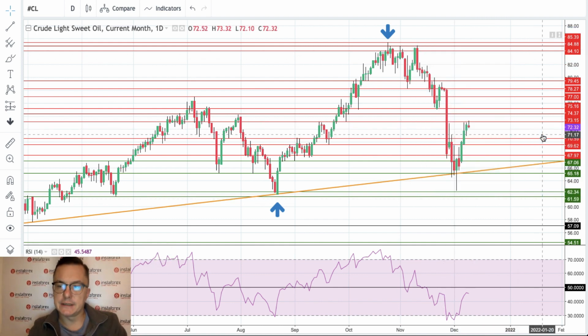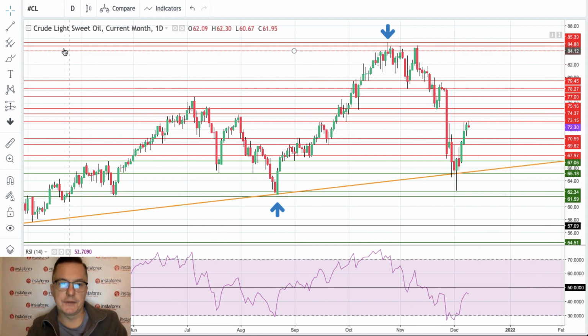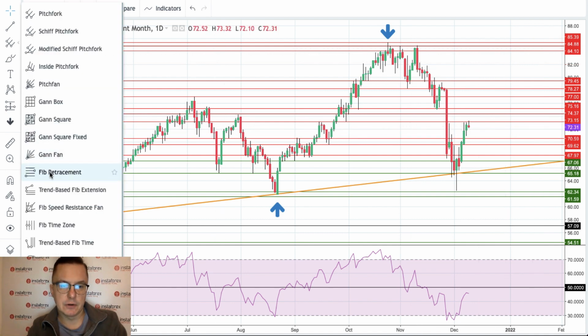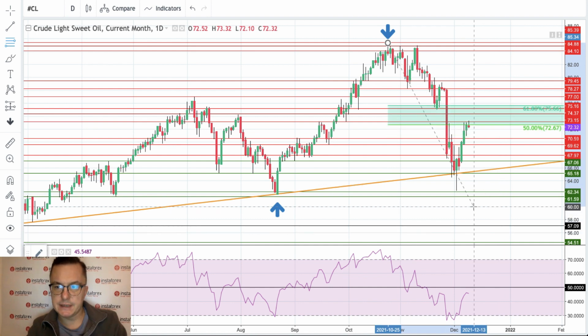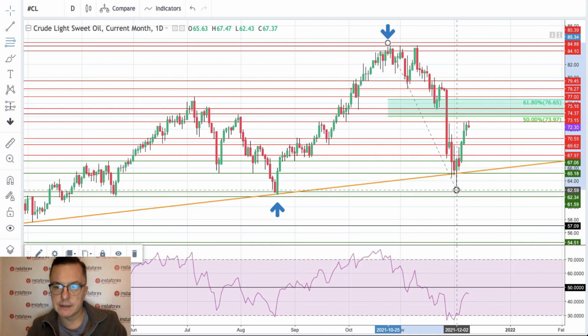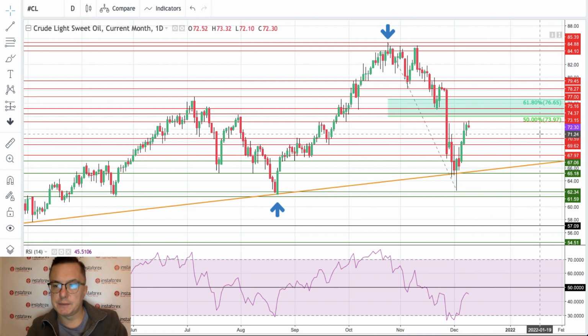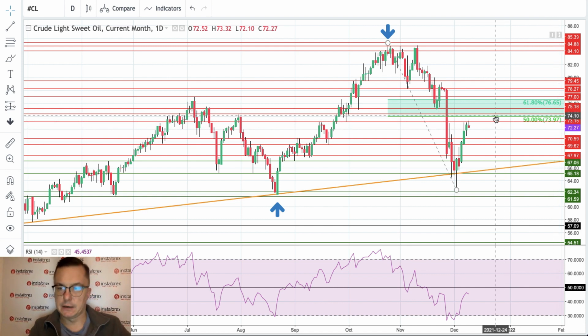So we are testing the level of 73.15, and if I'm not wrong, we have retraced about 50%. There you go. Yes, about 50% of the last wave down. 50% is 73.93, very close to 74.37 technical resistance.